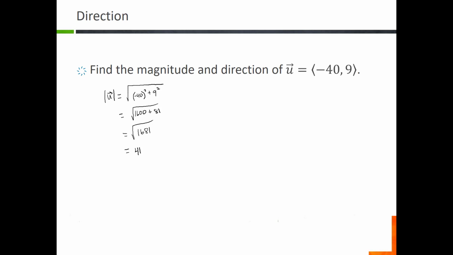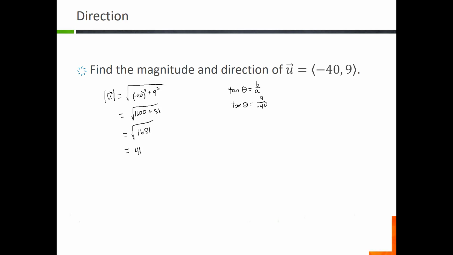Let's find the direction now. You could use the sine or the cosine if you want, especially since we have the magnitude now, but you have to be a little careful. I want to go ahead and use the tangent equation. So we know the tangent of theta is b over a, and so that means the tangent of theta is going to be 9 over negative 40.